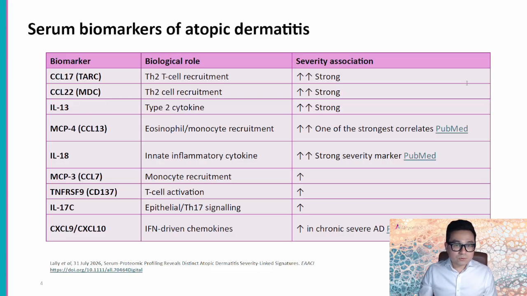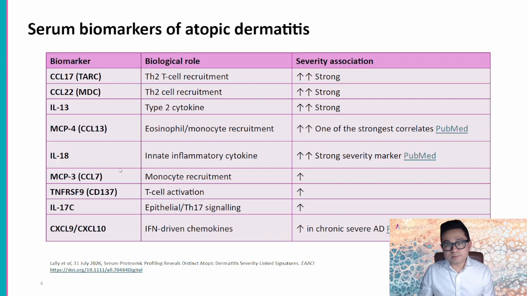Serum biomarkers provide one way of tracking disease-associated immune activity. A very recent human study published in the journal EAACI, dated 31st of July, puts these markers front and center. Several of the markers shown here are strongly associated with AD severity. CCL17, also known as TARC, and CCL22, or MDC, are linked to Th2 cell recruitment. IL-13 is a central type 2 cytokine, and MCP4 is involved in eosinophil and monocyte recruitment, while IL-18 reflects innate inflammatory activity.